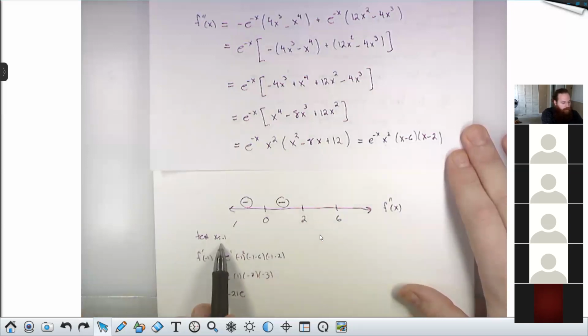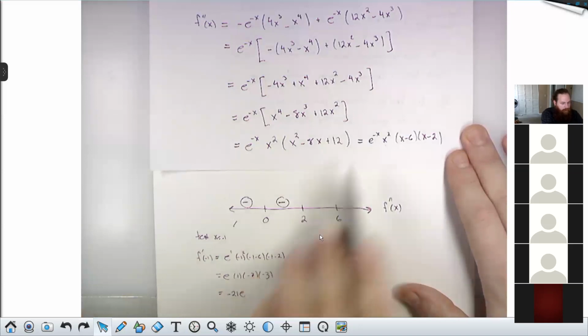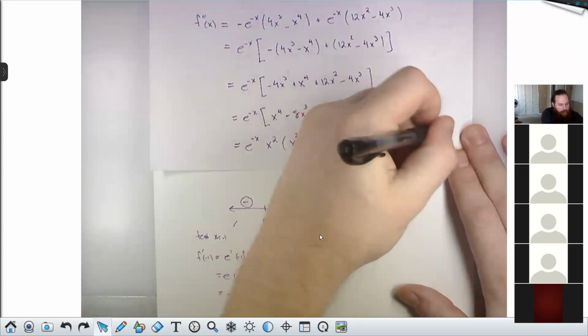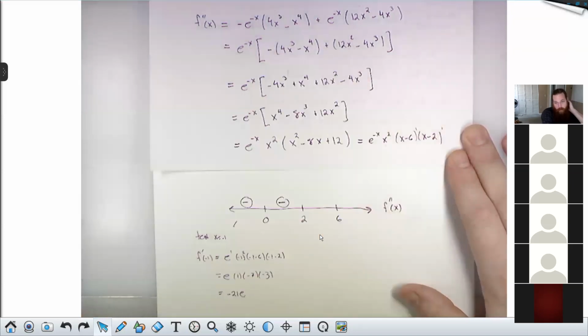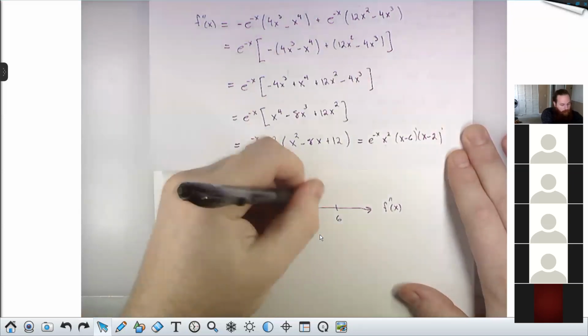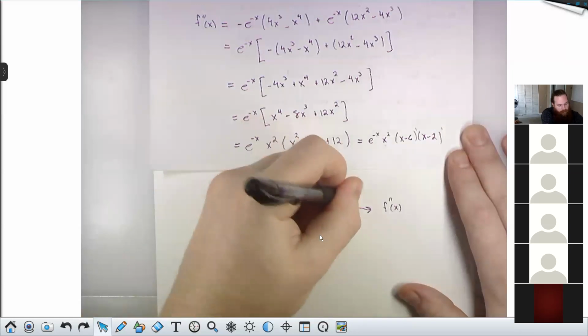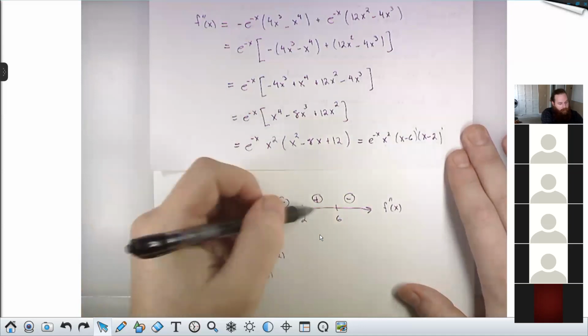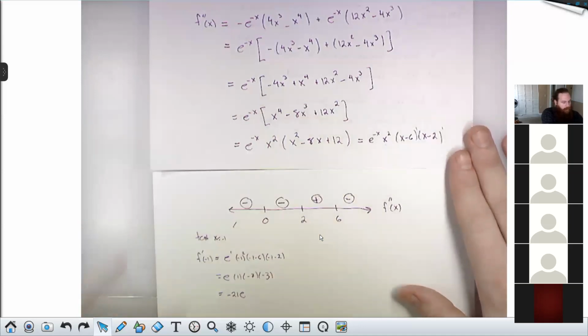So once I knew that this is negative, I can conclude that this must be negative because the even multiplicity tells me you will not change sign. And then both of these other factors are multiplicity 1 factors. Those are odd, so I will change sign as I go over these. So as I go over 2, I go from minus to plus. As I go over 6, I go back from plus to minus.